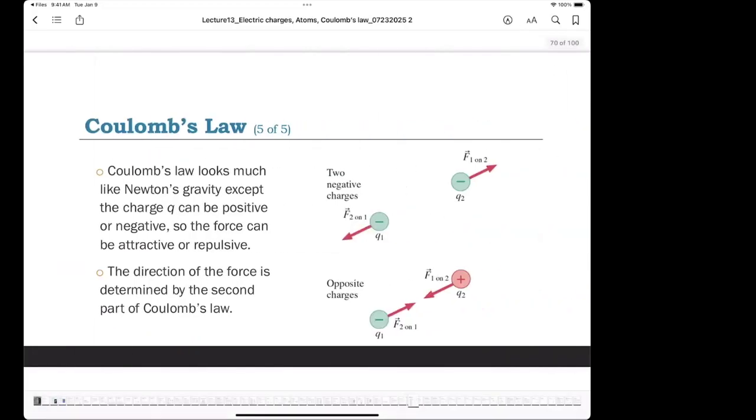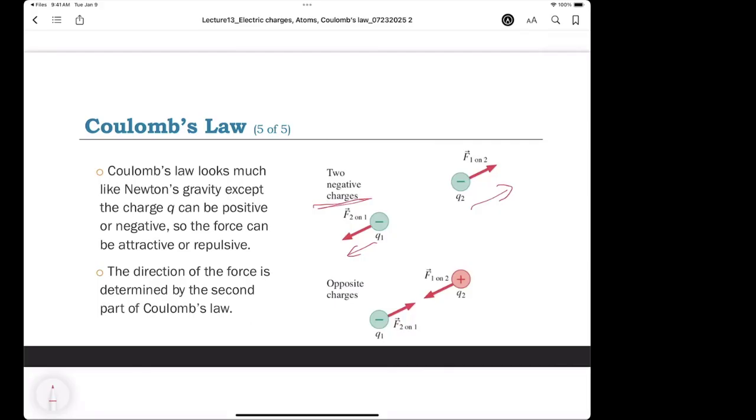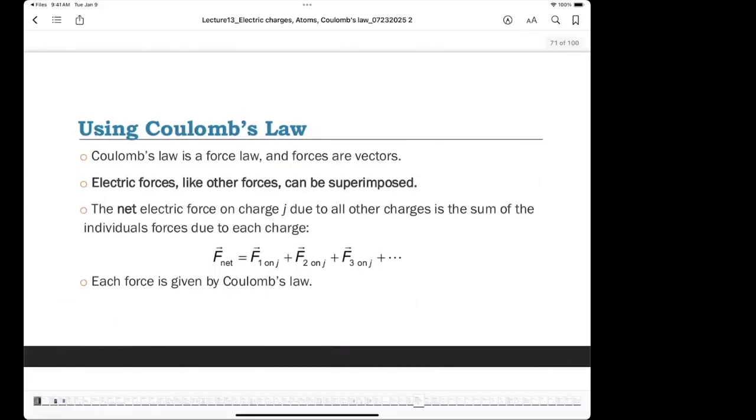Coulomb's law looks much like Newton's gravity, except the charge Q can be positive or negative, so the force can be attractive or repulsive. You can see here there are two negative charges, and the force will be repulsive. And with two opposite charges, one negative and the other positive, it will be attractive. The direction of the force is determined by the second part of Coulomb's law. Coulomb's law is a force law, and the forces are vectors.